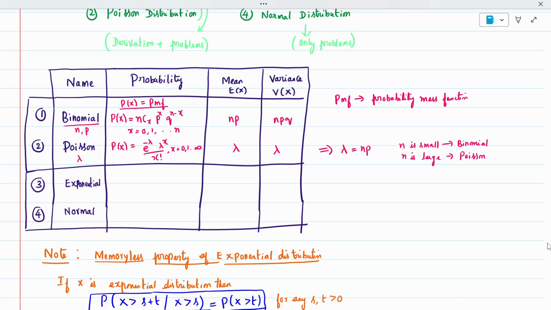Next, the third distribution, under a continuous random variable. Continuous random variable means we'll be using the symbol f of x for probability. It's nothing but PDF, the probability density function.